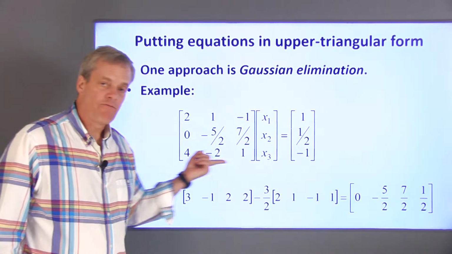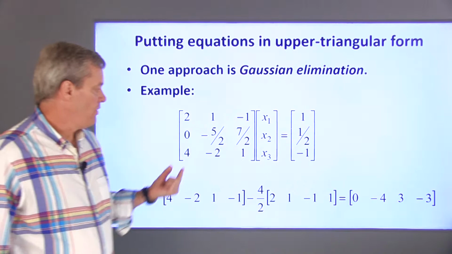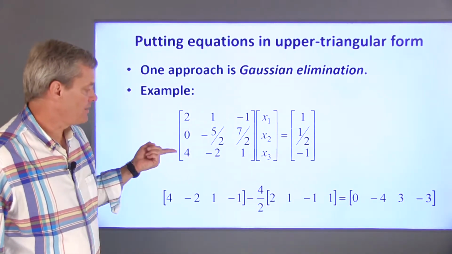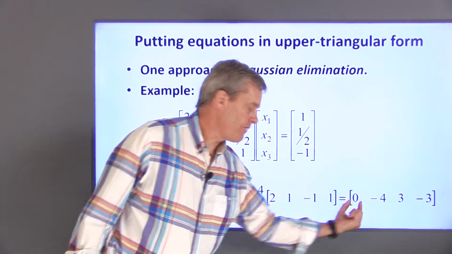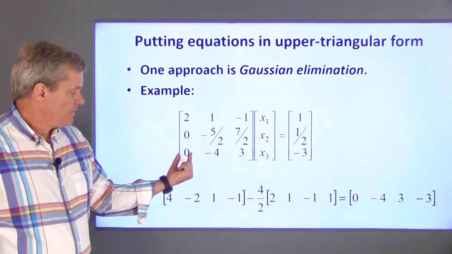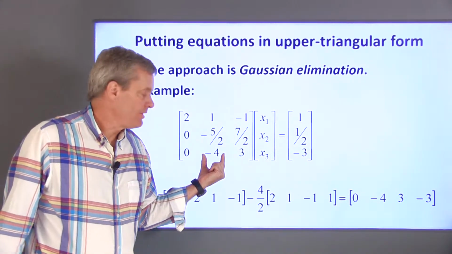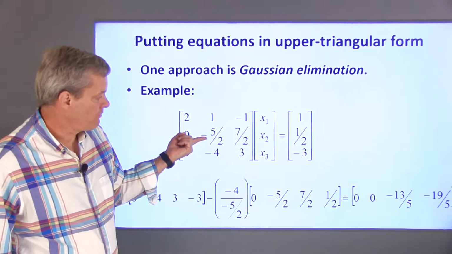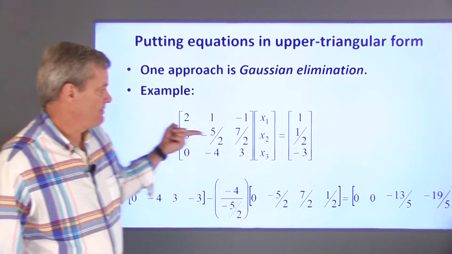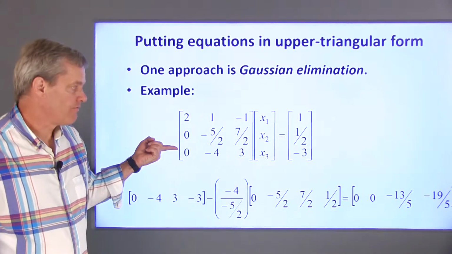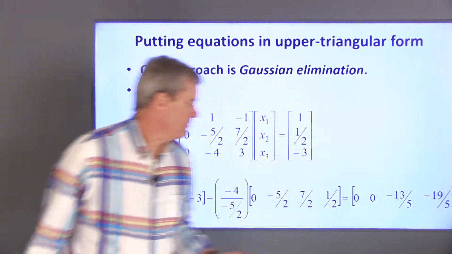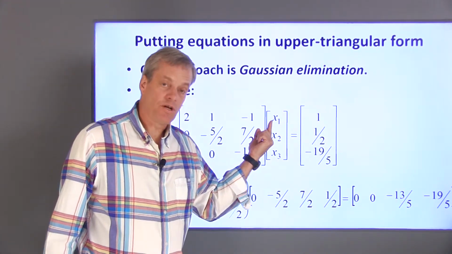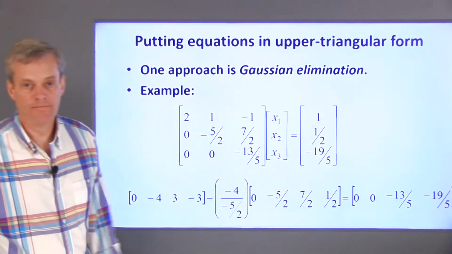That will create a 0 at this point. I do the same thing for the first element in this row. So 4 divided by 2 times this row, subtracted from this row, places a 0 there. Now I want to get rid of this -4 and replace it with a 0. I do the same process between this row and this row. So -4 over -5/2 times this row, subtracted from this row, puts a 0 here. Now the matrix is upper triangular, and I can use back substitution to solve for x1, x2, and x3.